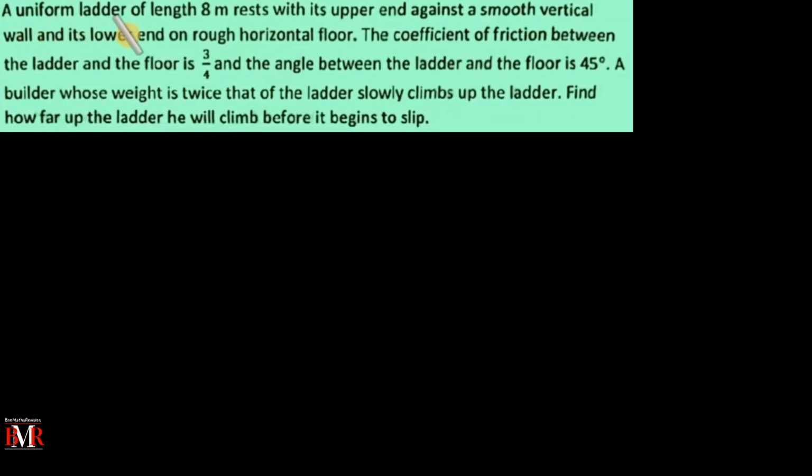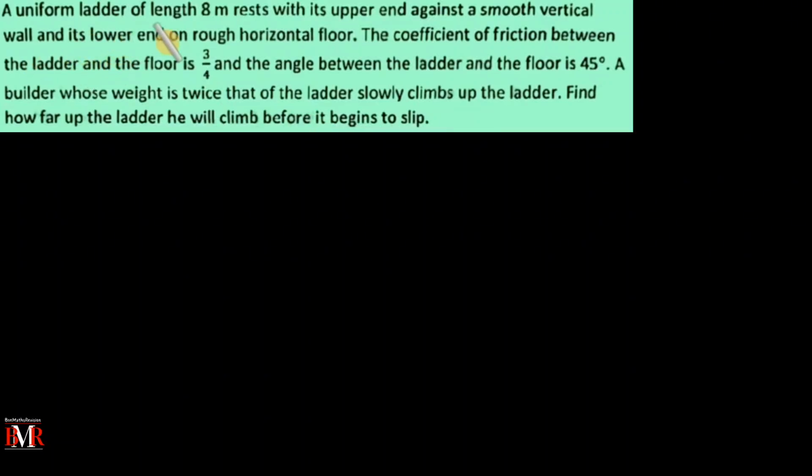A uniform ladder of length 8 meters rests with its upper end against a smooth vertical wall and its lower end on a rough horizontal floor. The coefficient of friction between the ladder and the floor is 3/4 and the angle between the ladder and the floor is 45 degrees. A builder whose weight is twice that of the ladder slowly climbs up the ladder. Find how far up the ladder he will climb before it begins to slip.